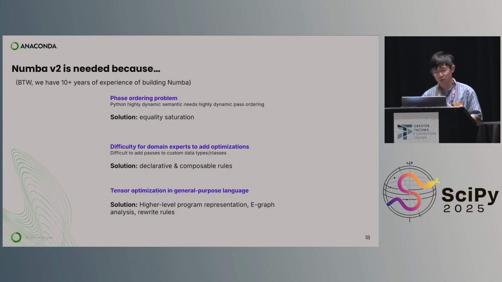Finally, we want to get to tensor optimizations, because that's all the rage these days. We don't want to build a tensor optimizer just for tensors. We want a general purpose compiler that can do tensor optimization. And the e-graph helps, equality saturation helps, and we also, which is not the focus of this talk, have a higher level program representation that allows us to, at the same time, encode general purpose Python with dataflow-like constructs that are needed for tensor graphs.